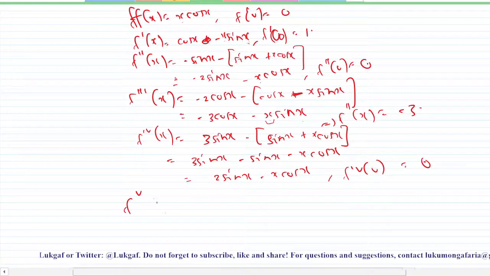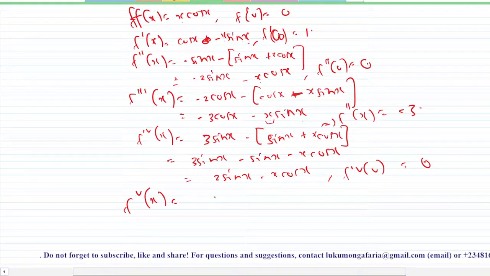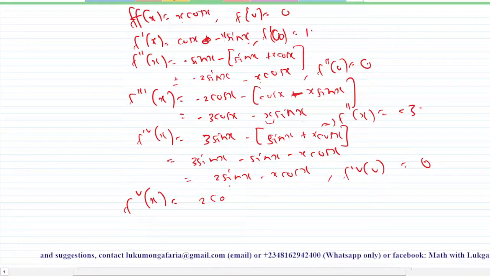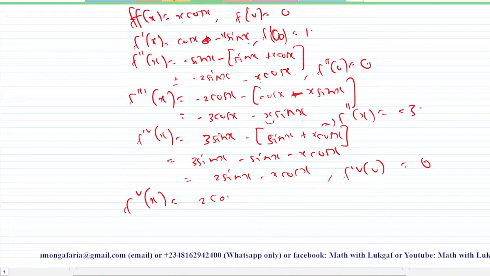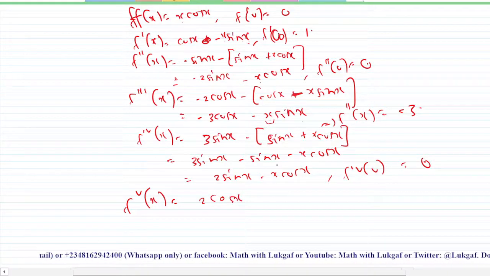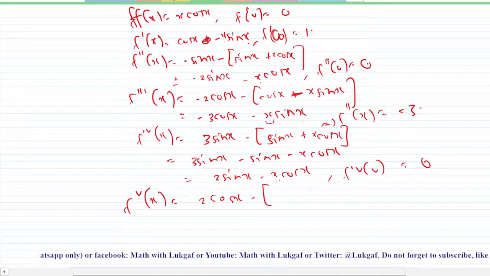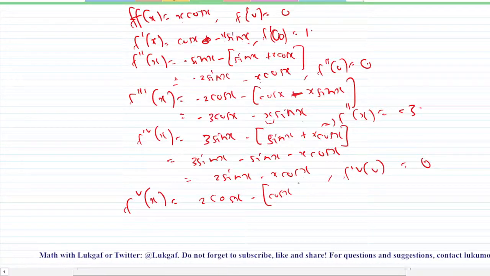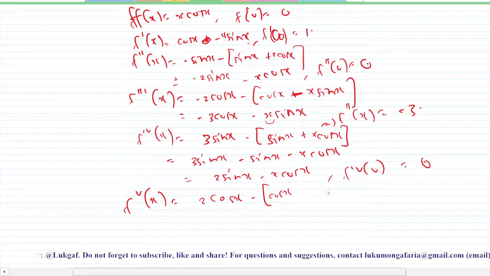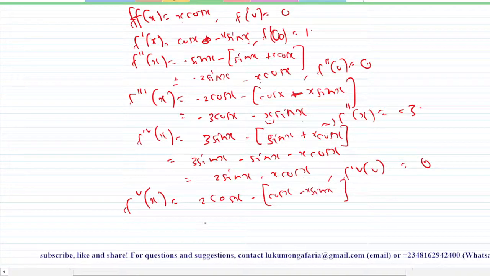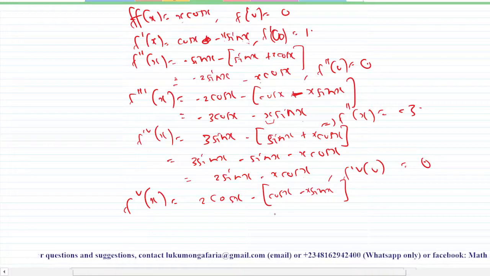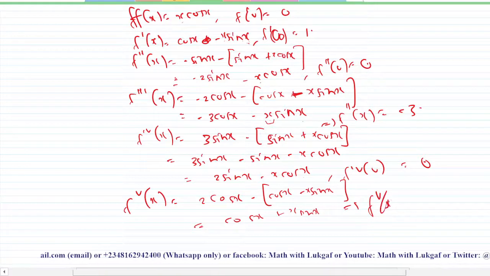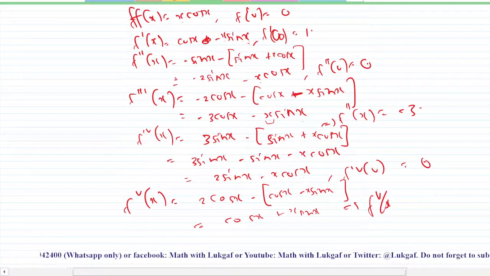Okay, let us find f fifth of x. Derivative of this will give you 2 cos x, then minus, differentiate the first, that's 1, leave the second as it is, cos x. Differentiating the second, that's minus sin x, leaving the first as it is, x. Then if you open the bracket, I'm going to have cos x. Yeah, I think I'm correct. So f fifth of 0 is going to give you 1.